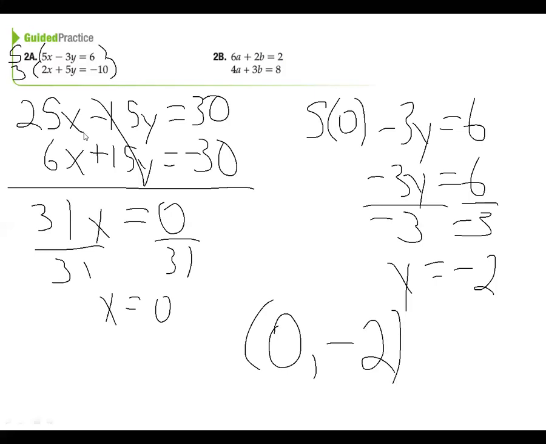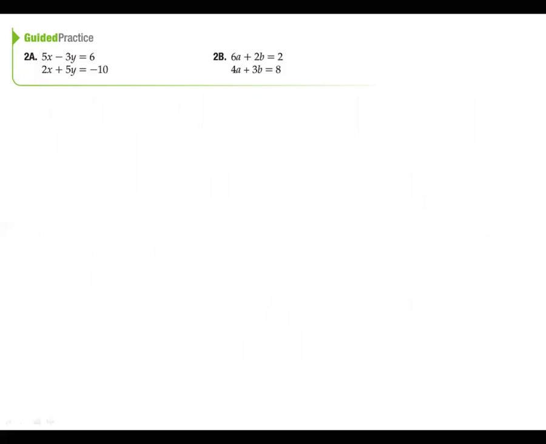Okay? All right. I'm not going to run all the way through example 2b, but I will tell you that the correct answer is negative 1, 4. So you can check your answer there, whether you eliminated the a's or the b's, doesn't matter. Now, I will say, if you eliminate the a's, some people would multiply the first one by 4 and the second one by negative 6 to get them to be opposites.